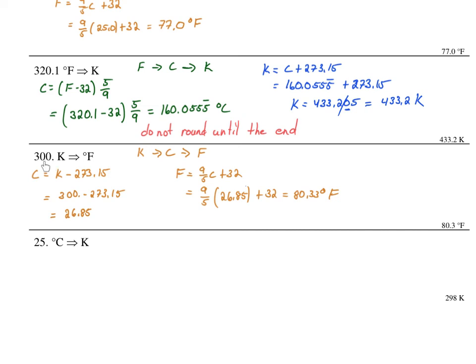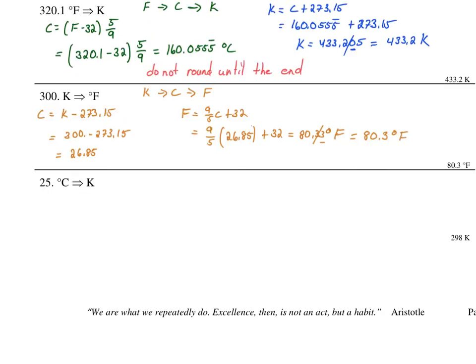This decimal point indicates that these two zeros are significant. So our new temperature has to be rounded to the tenths place. Our first number to be dropped is less than 5, so we round down, and our answer is 80.3 degrees F. This last problem here is Celsius to Kelvin.